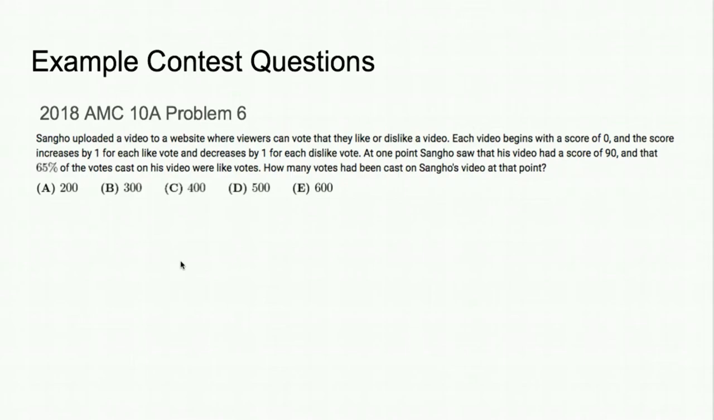2018 AMC 10A Problem 6. Sungho uploaded a video to a website where viewers can vote that they like or dislike a video. Each video begins with a score of 0, and the score increases by 1 for each like vote and decreases by 1 for each dislike vote. At one point, Sungho saw that his video had a score of 90, and that 65% of the votes cast on his videos were like votes. How many votes had been cast on Sungho's video at that point?